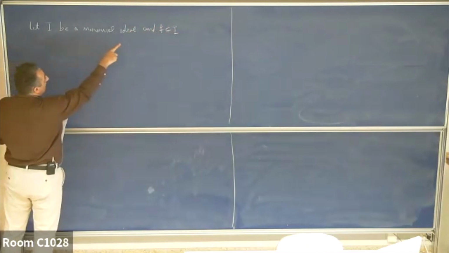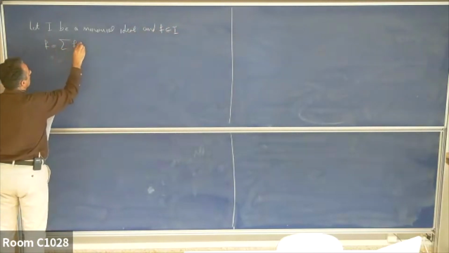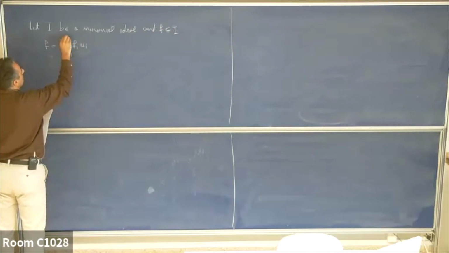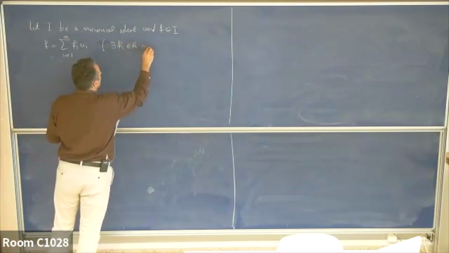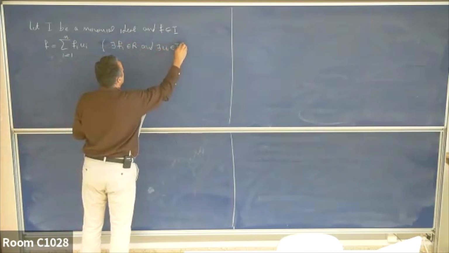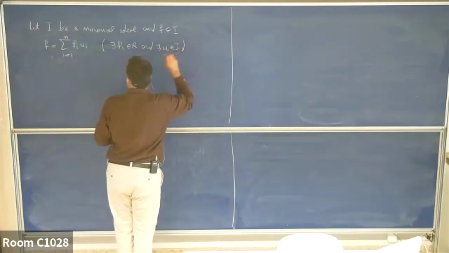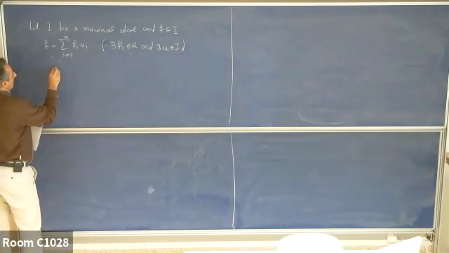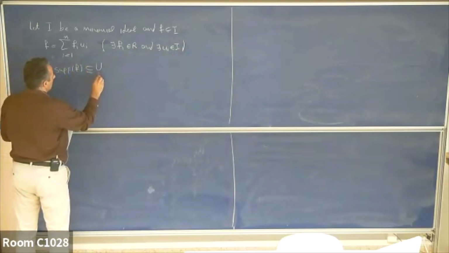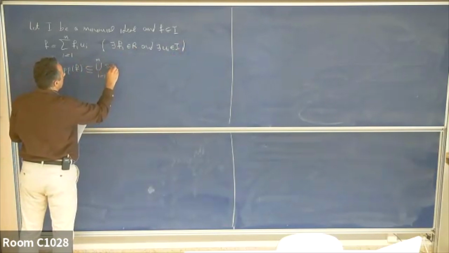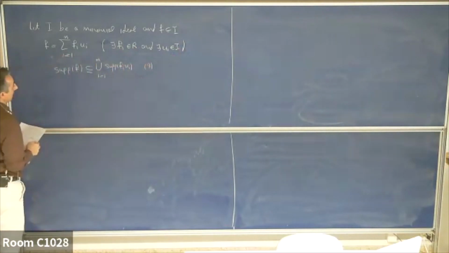So let I be a monomial ideal and f in I, then we can write f as the sum of f_i u_i, i from 1 to m, with f_i in R and u_i in I, because I is the monomial ideal generated by monomials, and f_i are polynomials in R. So the question is: why is the support of f contained in the union over i from 1 to m of the support of f_i u_i? This is the question of one of the students in the class.